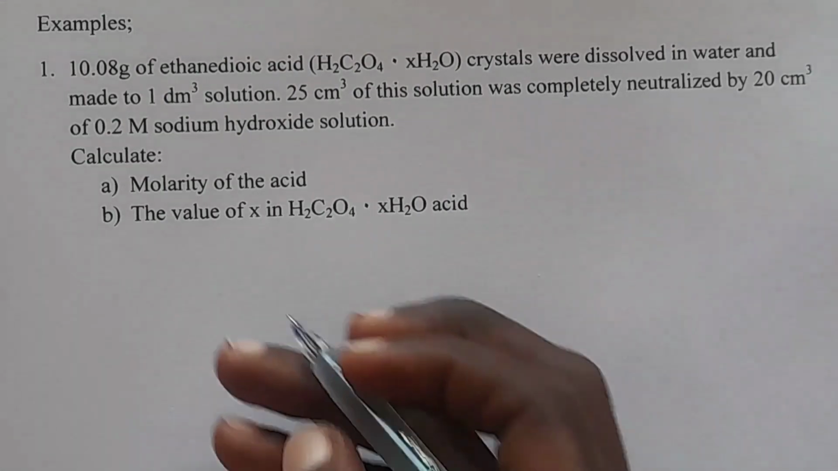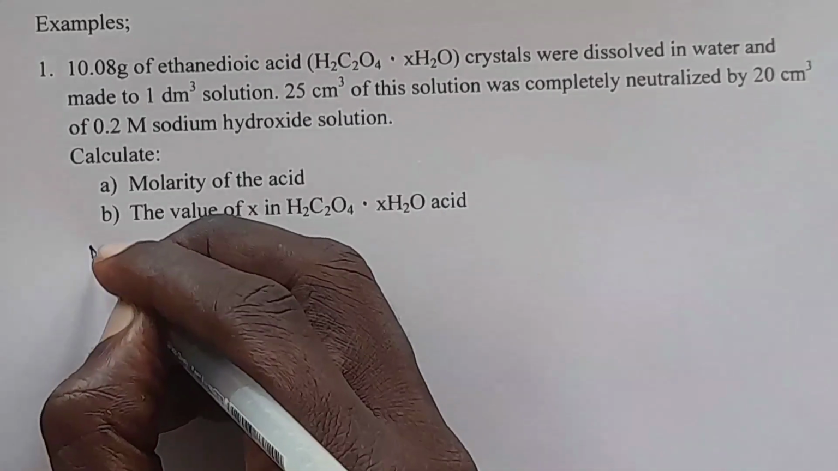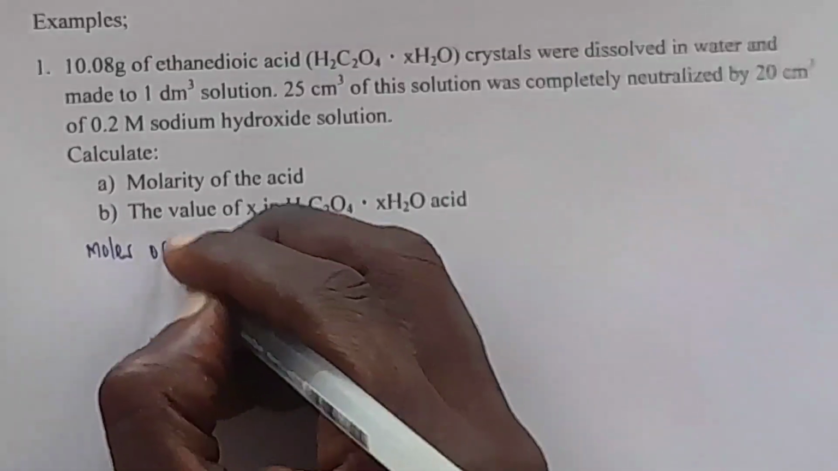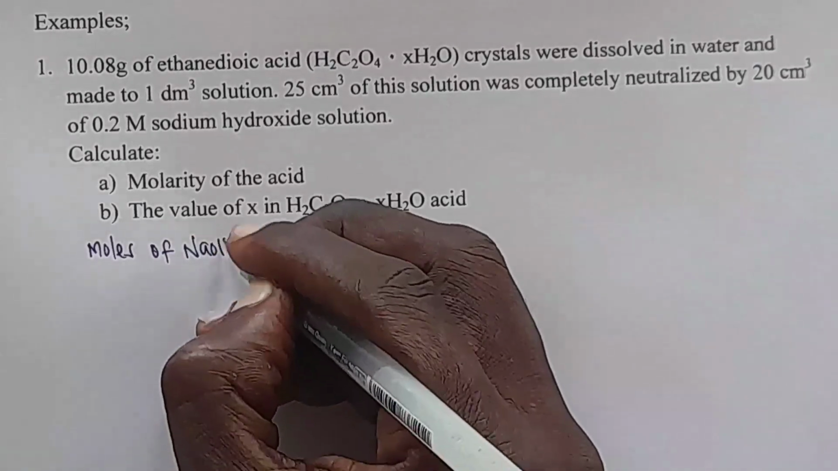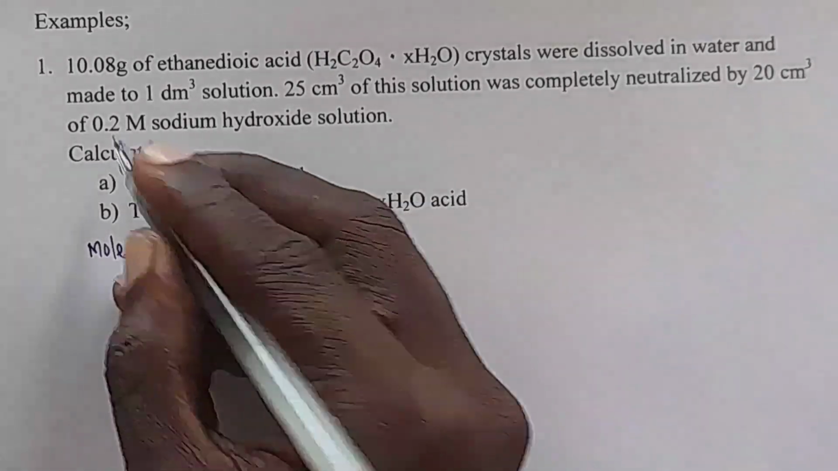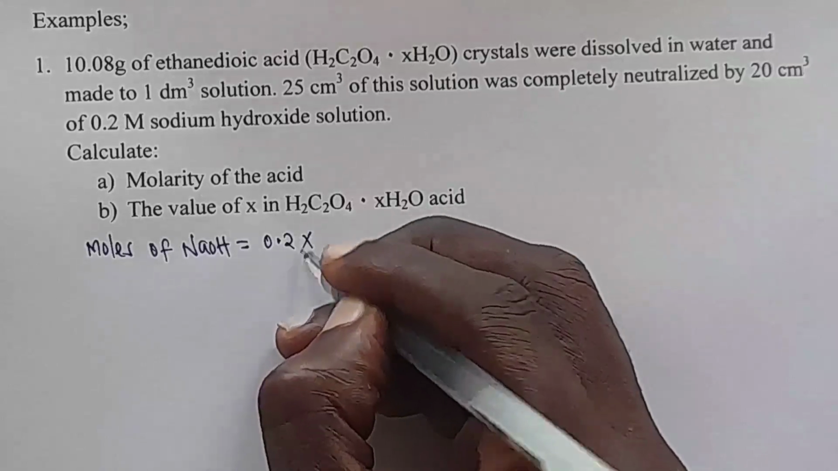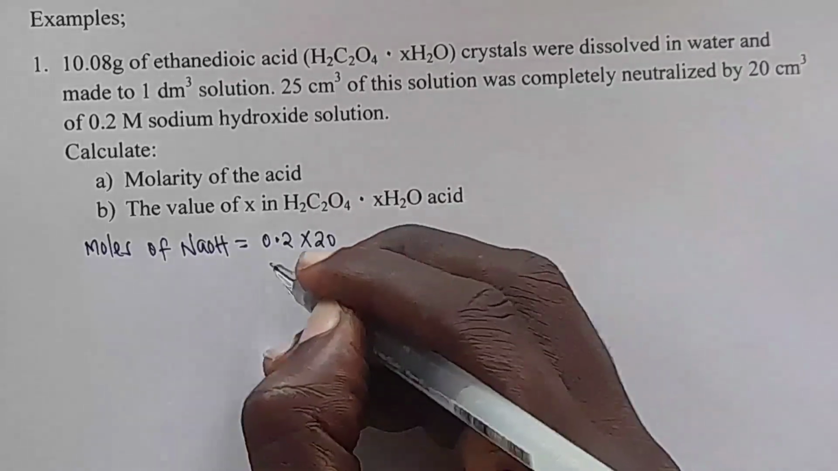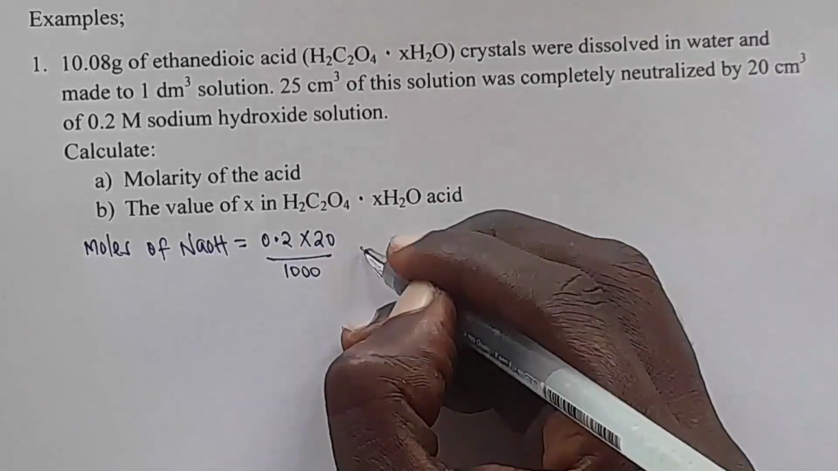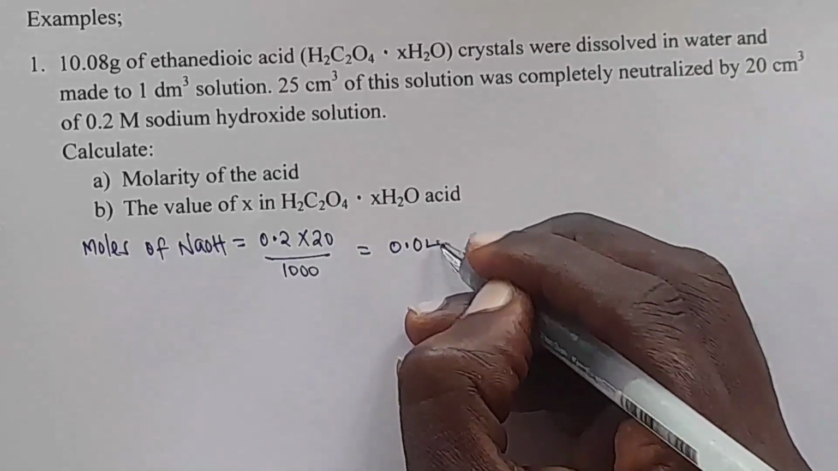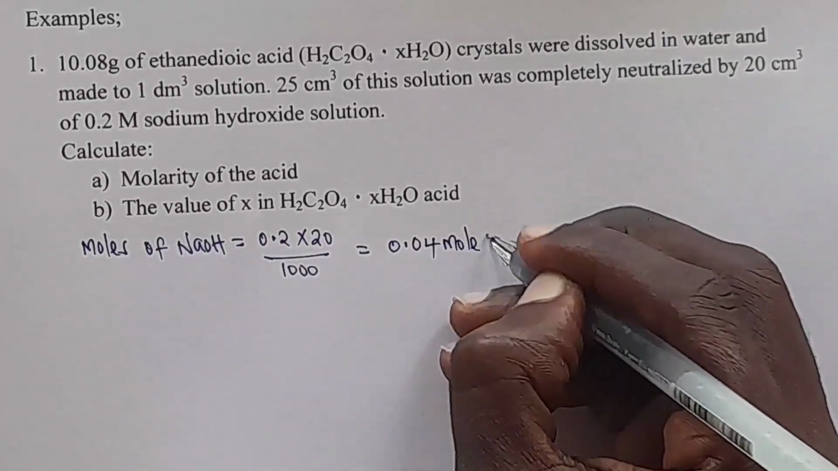So let's go on and do it. We start with, first of all, moles of sodium hydroxide. How do you get moles? Moles is given by molarity, which is 0.2, multiplied by volume, which is 20 here, and divided by 1000. So here we are going to get 0.04 moles of sodium hydroxide.